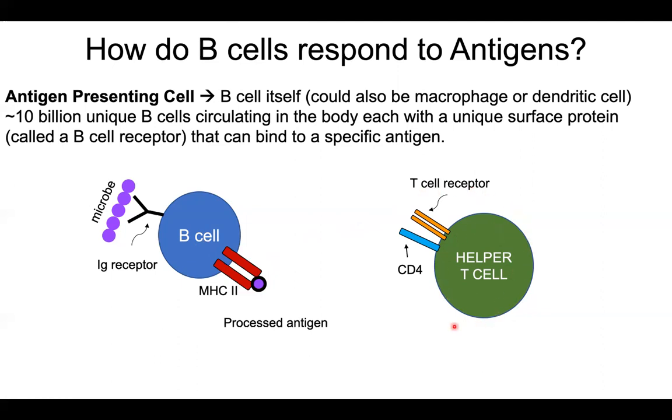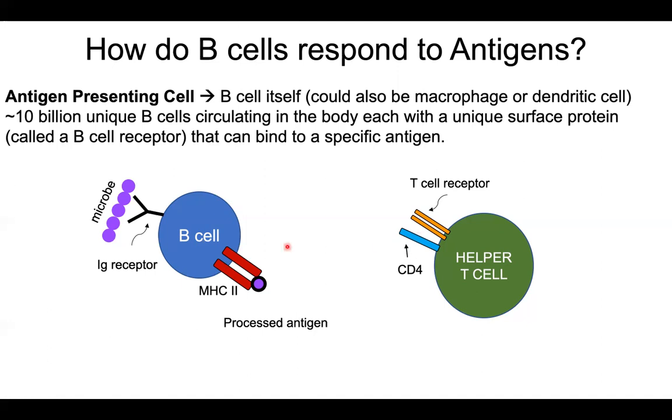I use those interchangeably. These cells have a T cell receptor, abbreviated TCR, and helper T cells also have this other cell protein called CD4. They'll either become a helper T cell with a CD4 protein, or they can become a regulatory T cell, which I'll tell you about in a little bit.